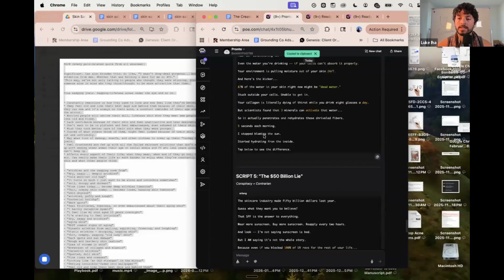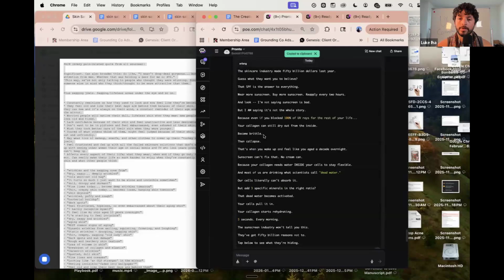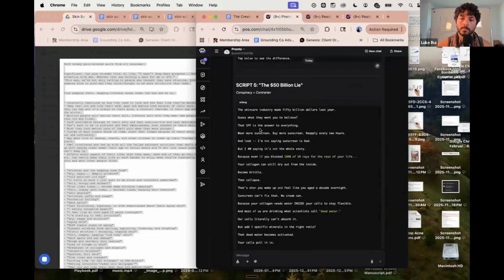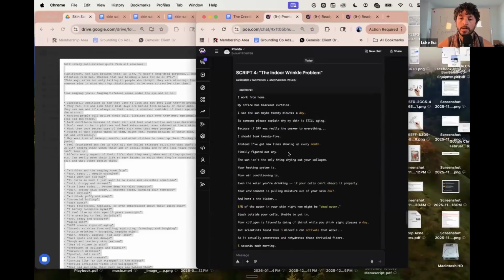And typically what you'll notice is that a lot of times you can just cut off the beginning of the ad. So if I look at this one, I would just blend this and say, the $50 billion skincare industry wants you to believe that SPF is the answer to everything, right? That would be a better hook. Or, the skincare industry made $50 billion off a three-letter lie, something like that. It's a little more sensationalism, but you could do that.